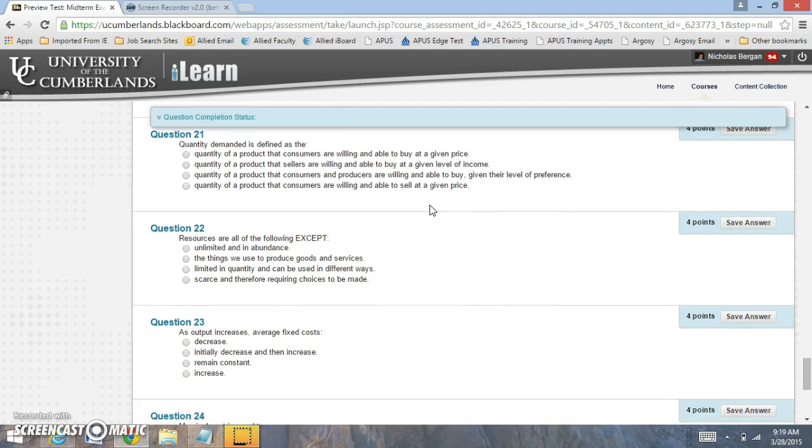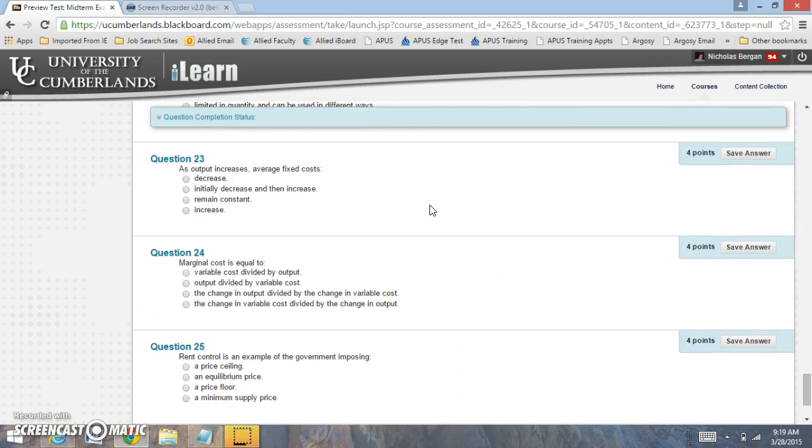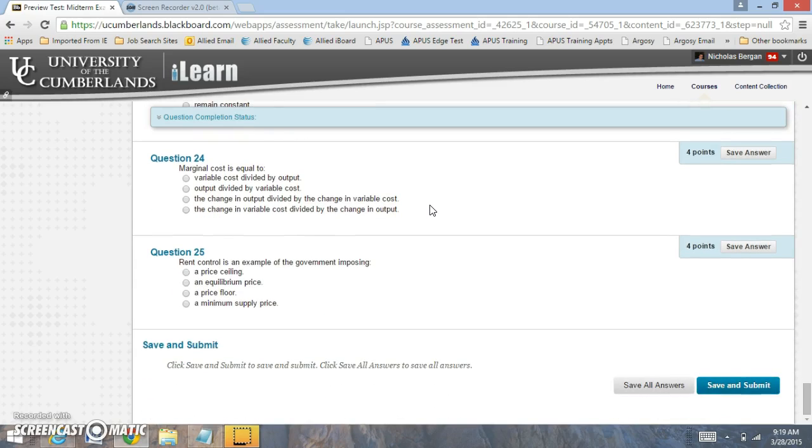21 is just a definition of quantity demanded. 22 is looking at resources and resource allocation. 23 is looking at output and what average fixed costs do. 24 is looking at marginal cost. Marginal cost is just the change in total cost from producing an additional unit. And rent control, that's going to be a good example of a price ceiling.